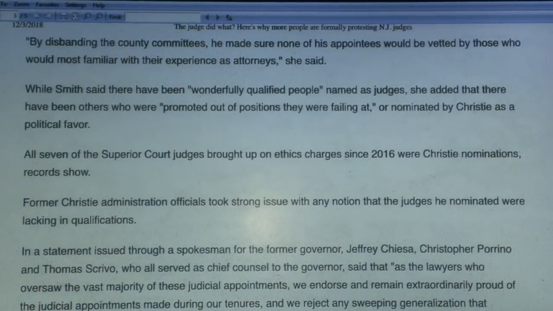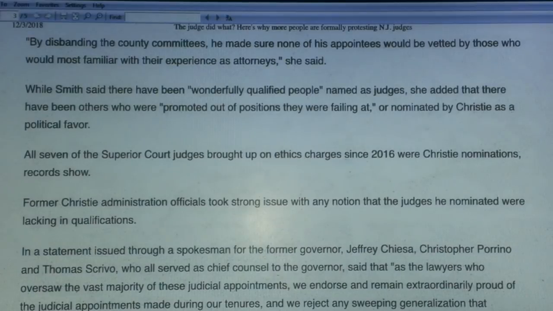Simple as that, family. It goes on to say all 7 of the Superior Court judges brought up on ethics charges since 2016 were Christie nominations. Nomination record shows.